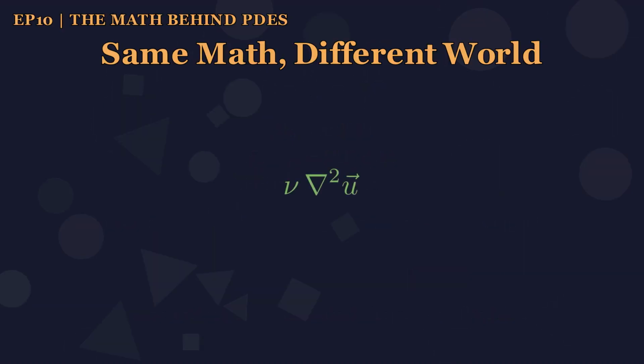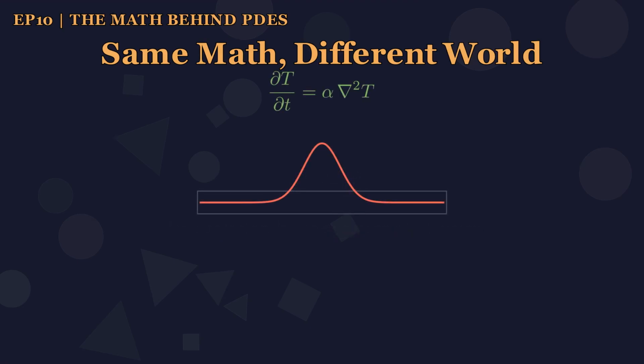Before we close, return to one term. The viscous force, nu times the Laplacian of velocity. We called the Laplacian the operator of diffusion. That was not a casual remark. Here is the heat equation, which governs how temperature spreads through a solid. The rate of change of temperature equals a constant times the Laplacian of temperature. A sharp spike of heat relaxes and spreads, conserving the total energy.